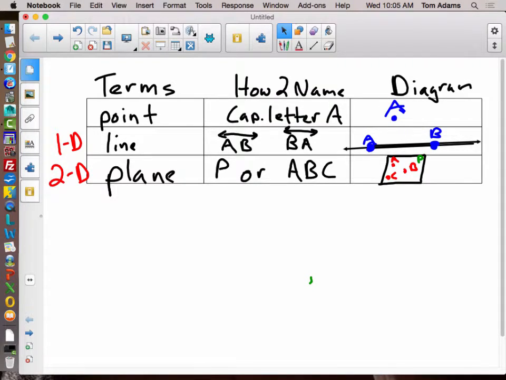So there's 2 ways to define it. I have 3 points in the plane, but I can measure the length of the plane, and I can measure the width of the plane. That's why it's 2 dimensions.